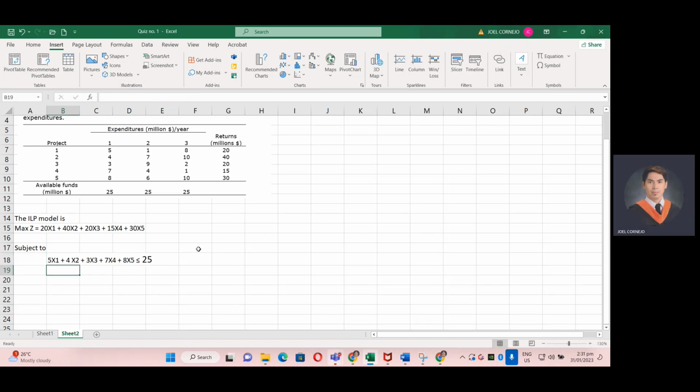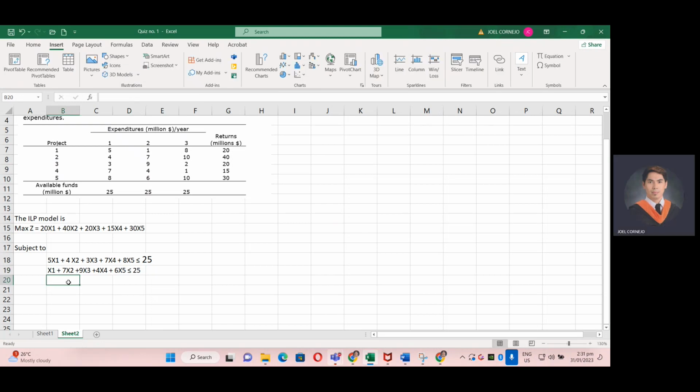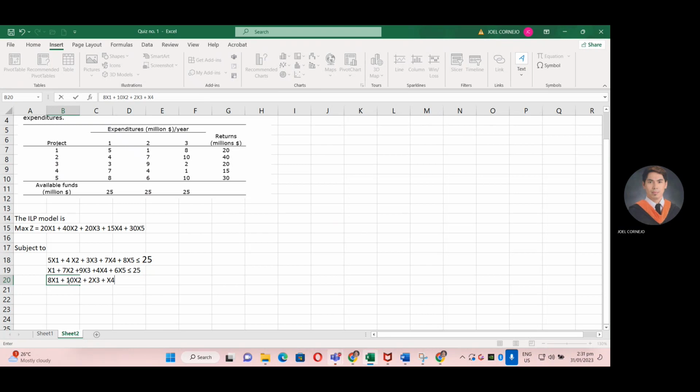Okay, then the second constraint, for year 2, we have x sub 1, let's say our coefficient value is 1, plus 7 x sub 2, plus 9 x sub 3, plus 4 x sub 4, plus 6 x sub 5. Then less than or equal to 25. Okay, then the third constraint for year 3, we have 8 x sub 1 plus 10 x sub 2 plus 2 x sub 3 plus x sub 4 plus 10 x sub 5. So less than or equal to 25.